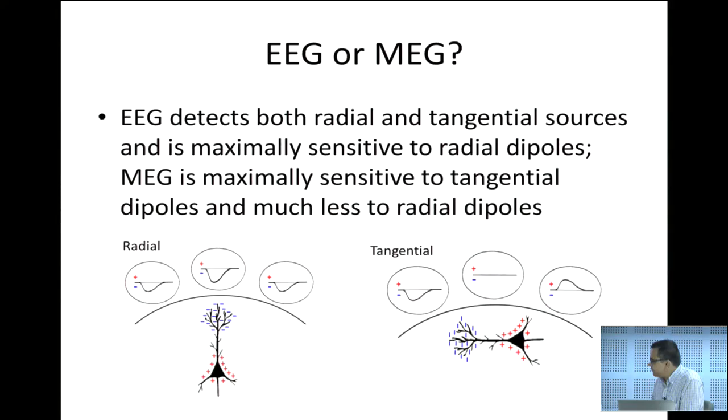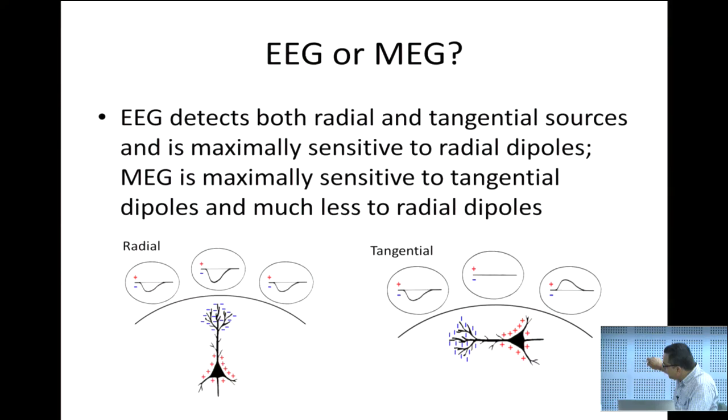Now the problem is, you can see here, if the pyramidal cells are like this and current is going like that, that's fine. The potential differences you can pick up. But the magnetic field is like this, a simple right-hand rule. If the current is going like that, the magnetic field is around this conductor like that. So here, the magnetic field is not leaving the head, and your SQUID is here. That's the reason that if the cells are perpendicular, or radial to the surface, then the magnetic field, or MEG, is quite blind.